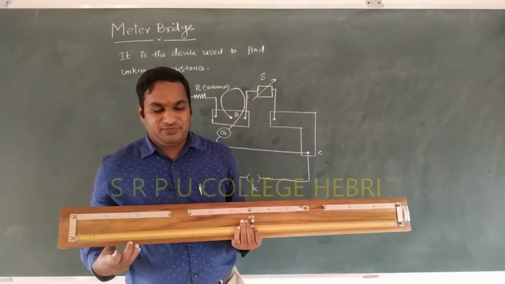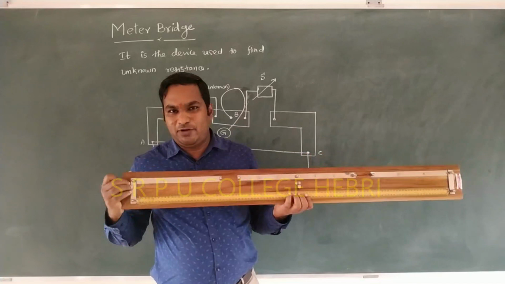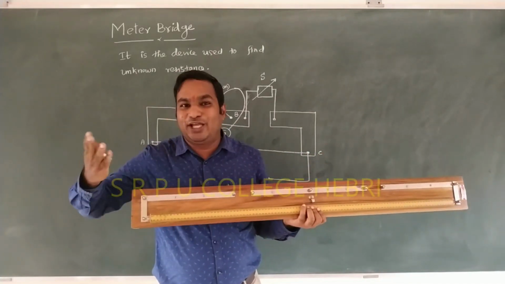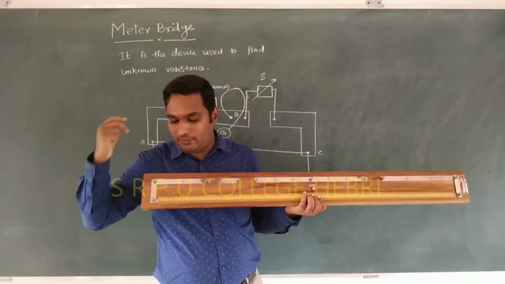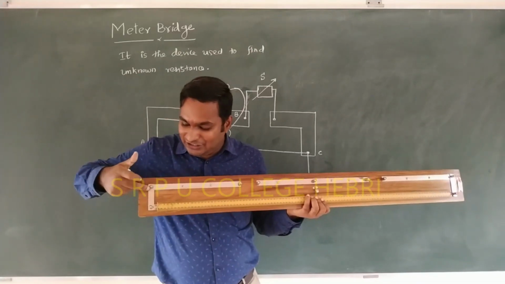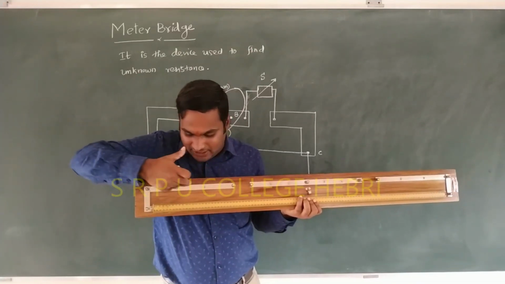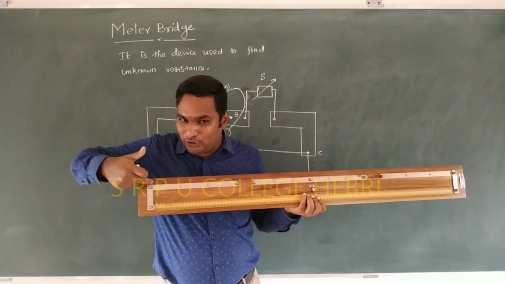Dear student, this one is the meter bridge instrument. I already told you that in the meter bridge there is an L-shaped metal strip. It should be like this. This is an L-shaped metal strip. See this, an L-shaped metal strip.